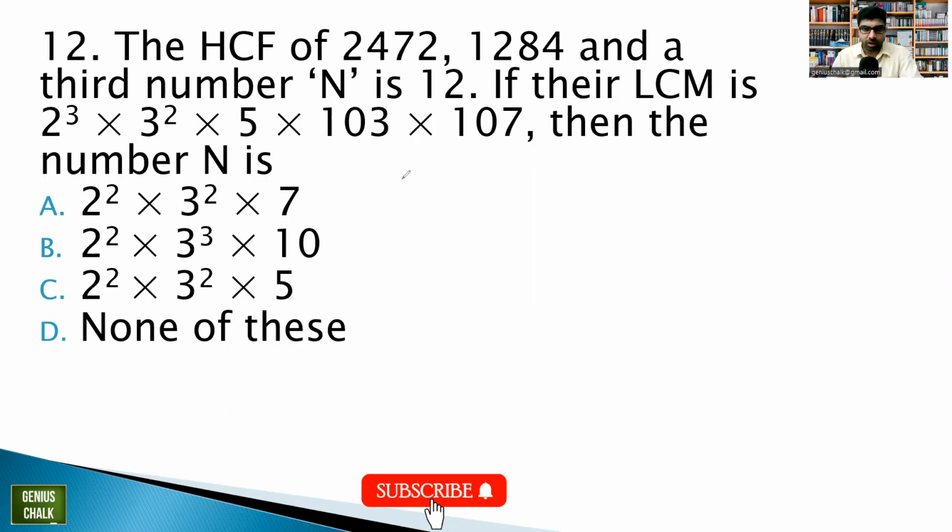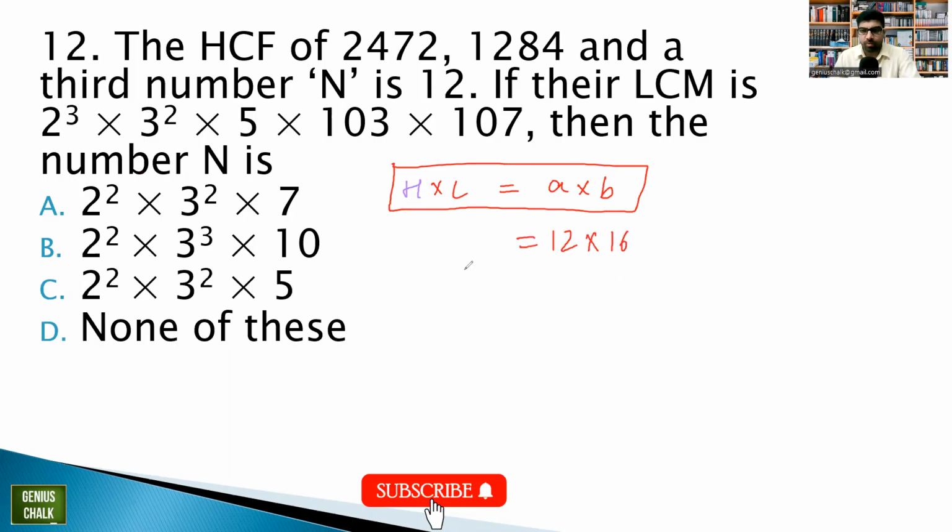Yesterday we discussed one thing, that the product of the HCF and LCM of two numbers is always equal to the product of the numbers themselves. Just for example, if I take 12 and 16, what is the HCF of both? We know that HCF is the highest common factor. So 4 is present in both, so 4 is the HCF.